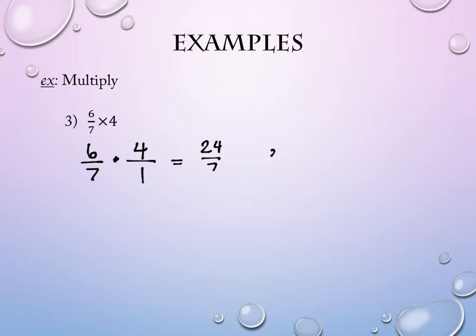If you decided to take this and turn it into a mixed number, you'd do the 24 divided by 7. I think we talked about this last time, right? It would go in 3 times, giving me a remainder of 3. So your answer would be 3 from the top, and 3 is the remainder over 7. But I am perfectly happy for you to leave it as 24 over 7. Okay? All right, any questions on that?